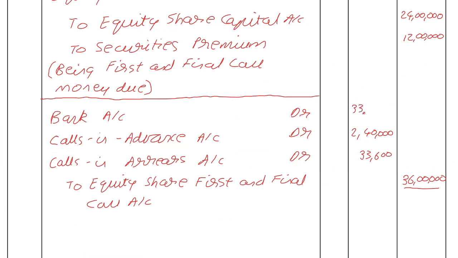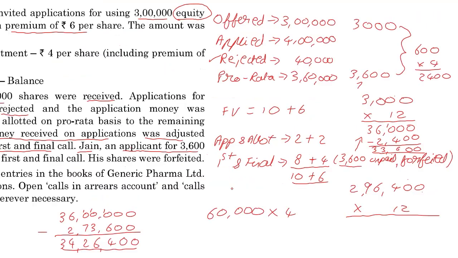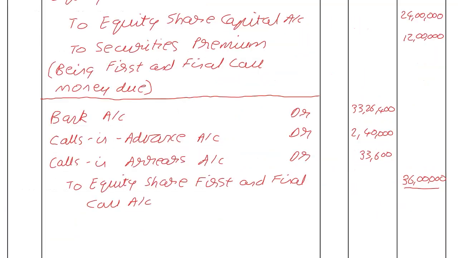33 lakh, 26,400. All right, so I've purposely shown you why you cannot simply take this 3,600 and multiply it into 12 to assume that is all scenarios, because we are dealing with a pro rata sum. Okay, so do not make that same mistake.